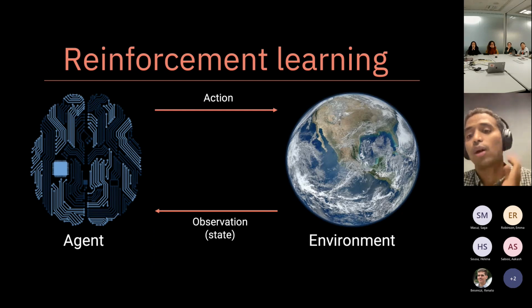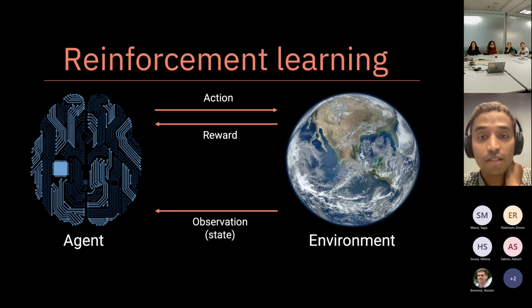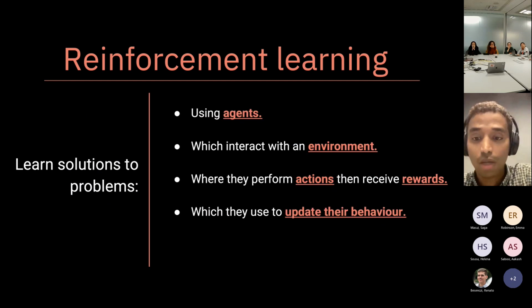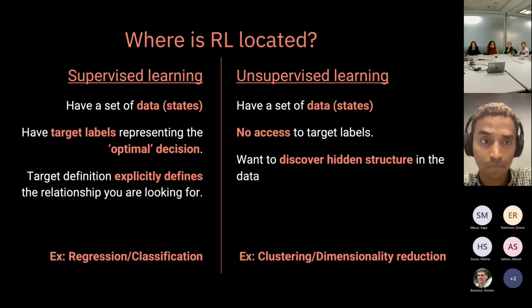So our agent will look at the world, get some observation, and then perform actions on the environment. Based on these actions, the agent will get a reward that tells it whether it has done the right thing or not. Then it will use the reward to update its behavior. If it has done something wrong, it will try to do it correctly. If it has done something correctly, it will try to do it again.